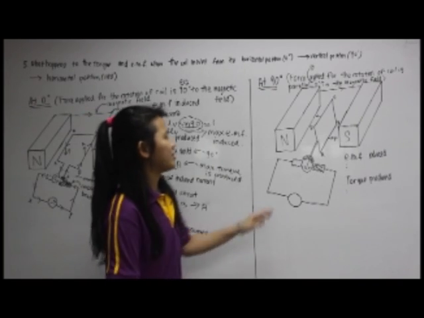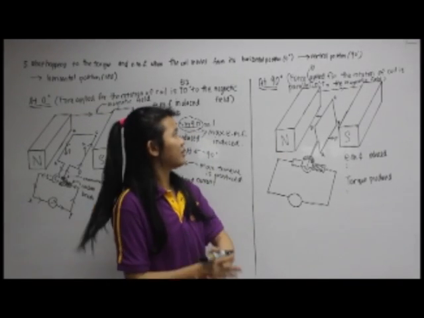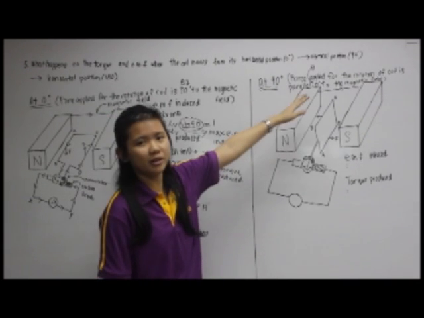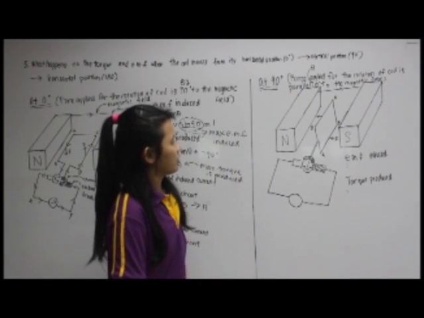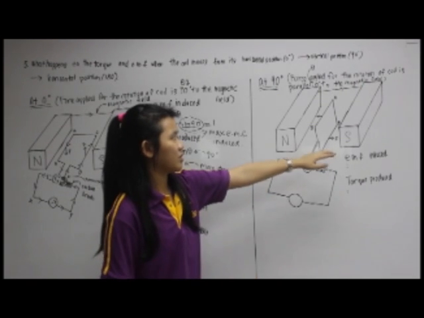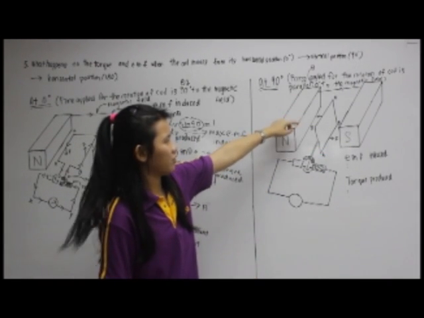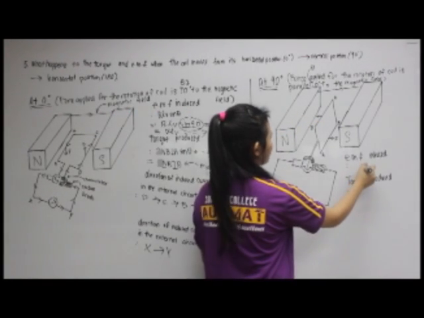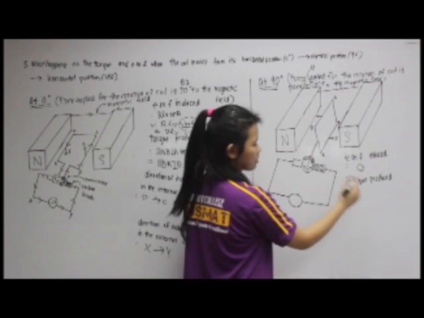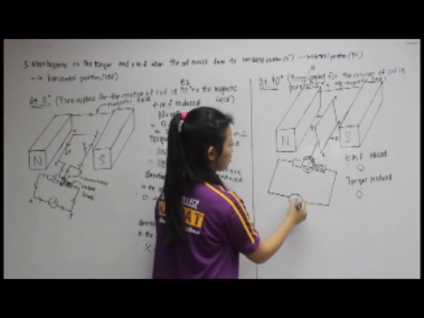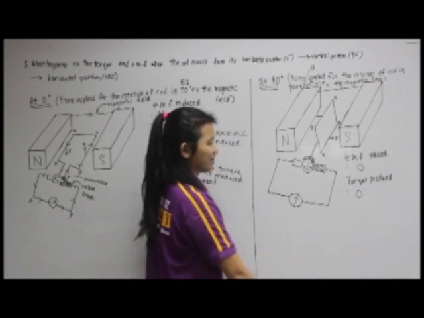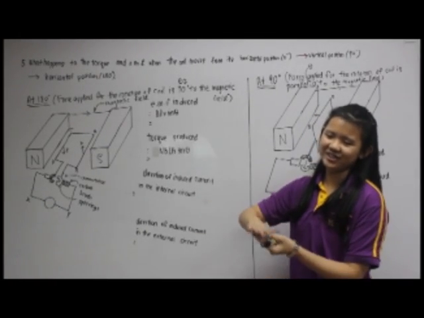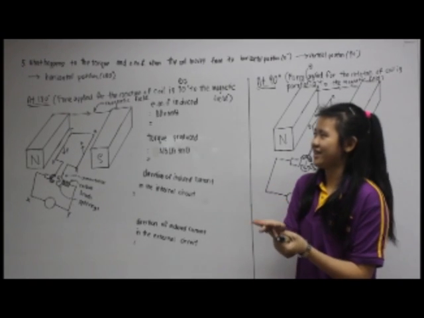So when the coil is in its vertical position, the force applied for the rotation of the coil is parallel, 0 degrees, to the magnetic field. Therefore, there is no EMF induced as there is no interaction of the coil with the magnetic field. EMF induced is therefore 0. Torque produced is also 0. Therefore, it shows no deflection. So 0 degrees, 90 degrees, and 180 degrees.